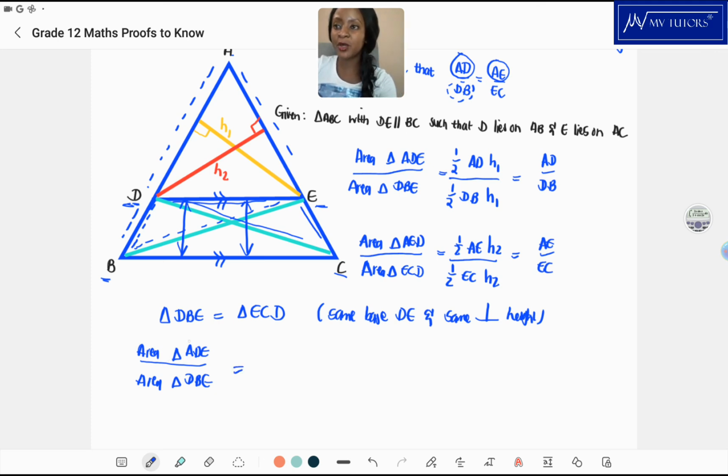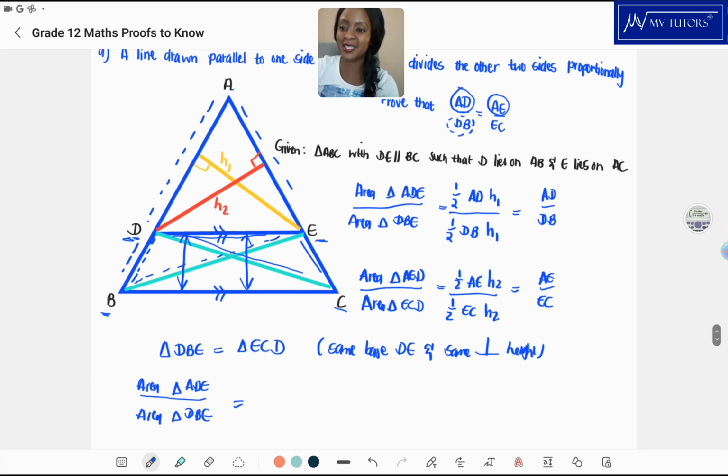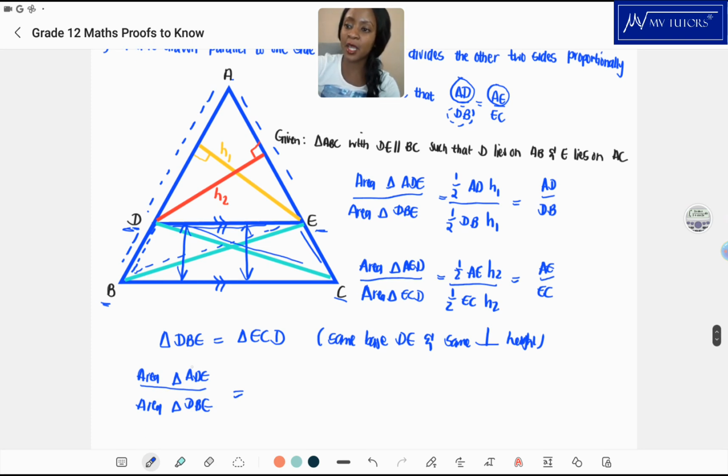the area of triangle ADE, do you realize that it's the same as the area of triangle AED, because they are the same triangle in essence? So I can therefore say that area of triangle ADE is equal to the area of triangle AED. Okay, why? Because that is the same triangle.